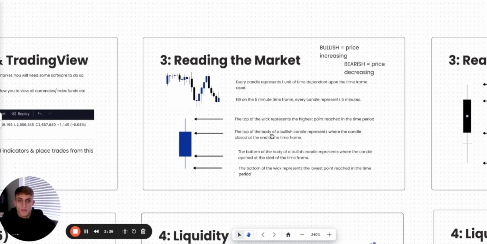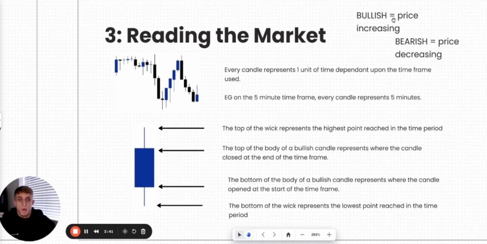So the first two things that we need to realize is that bullish means that the price is going up, like these blue candles, and bearish means that the price is decreasing, as shown by these black candles here. So what does the candle actually represent? The top of the wick in a bullish candle, when the price is increasing, is the highest that price has reached in the time period. The top of the body of the bullish candle is where the price closed at the end of the time period. The bottom of the bullish candle is where it opened, and similar at the top, the bottom of the wick is the lowest point reached during that time period.